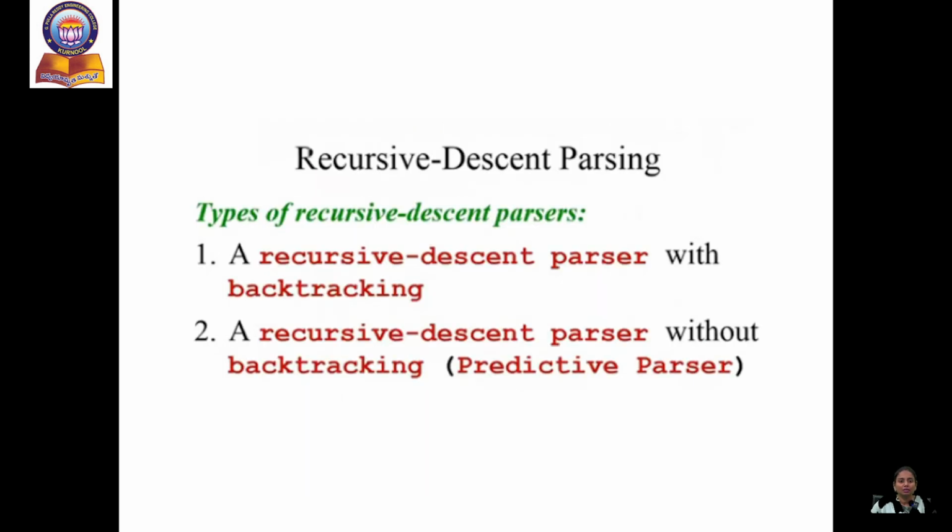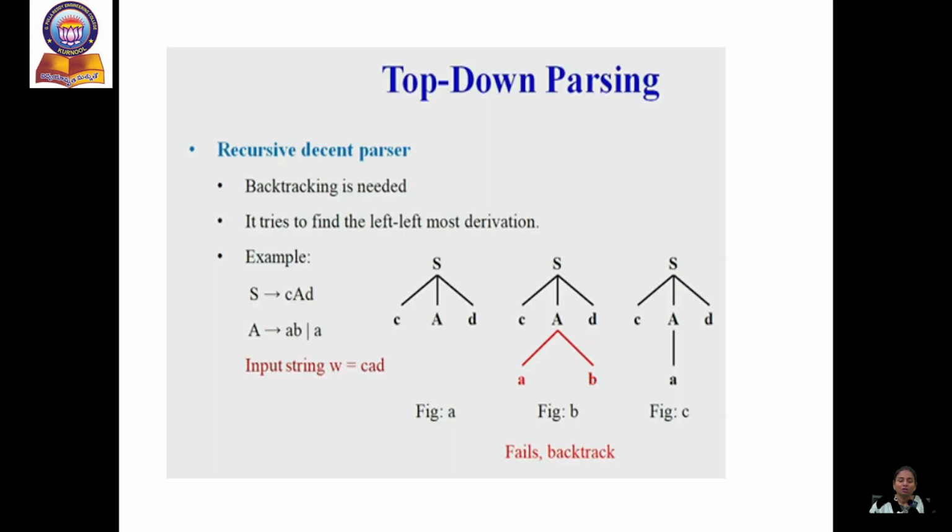So with a recursive descent parser with backtracking, we can perform one technique using the same top-down approach, or without backtracking also we can perform the top-down parsing, but we call it the predictive parser. Let's see in detail each and every method. Here I have given an example of how the recursive descent parser with backtracking is done. This example explains how the backtracking is done with the recursive descent parser.